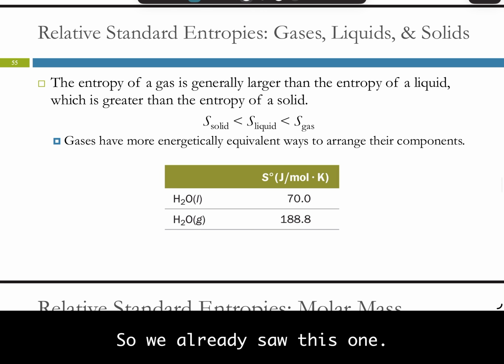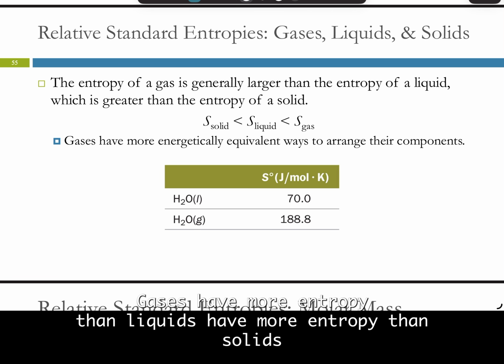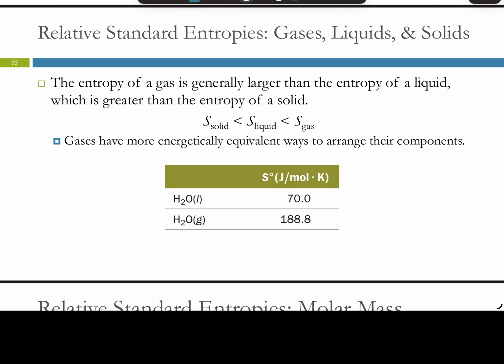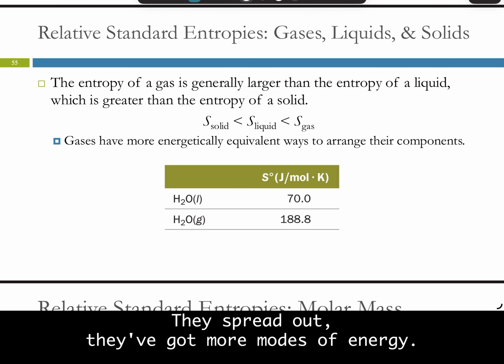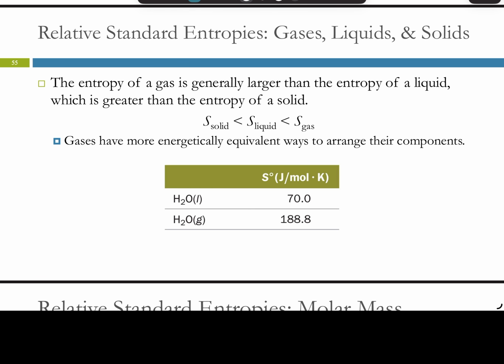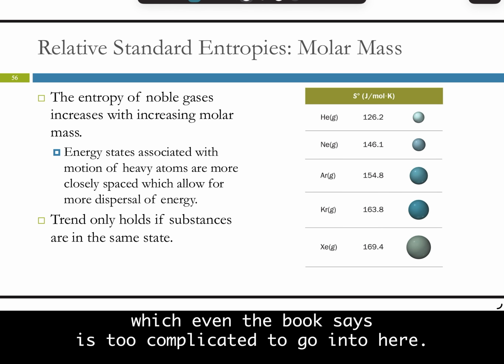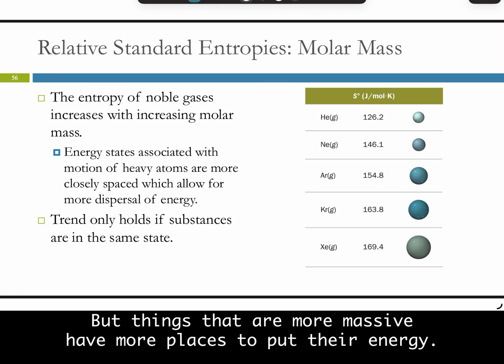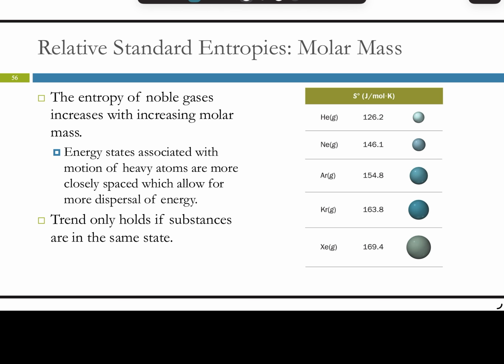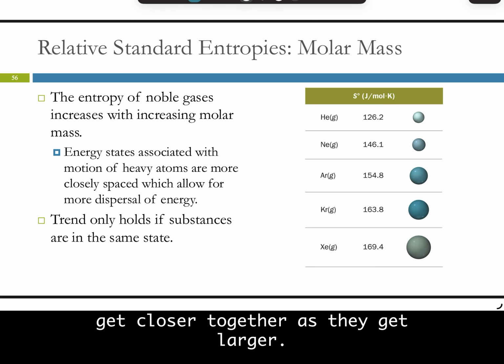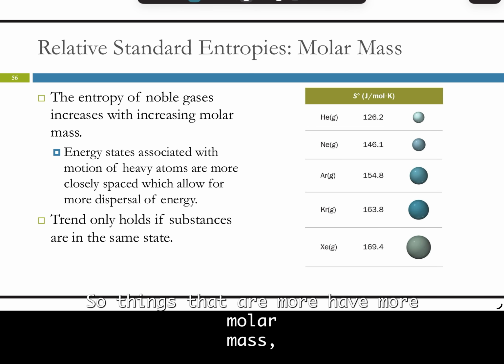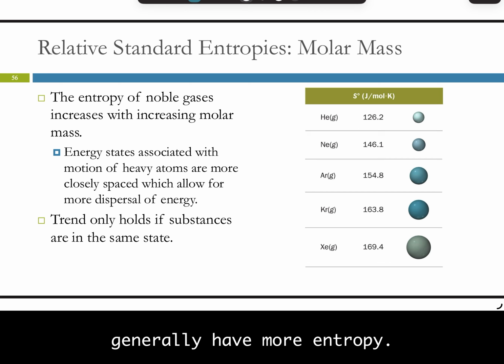So we already saw this one. Gases have more entropy than liquids, which have more entropy than solids. That makes sense. They spread out, they've got more modes of energy. Another one is molar mass, which even the book says is too complicated to go into here, but things that are more massive have more places to put their energy. The differences in their different energy states get closer together as they get larger. So things that have more molar mass generally have more entropy.